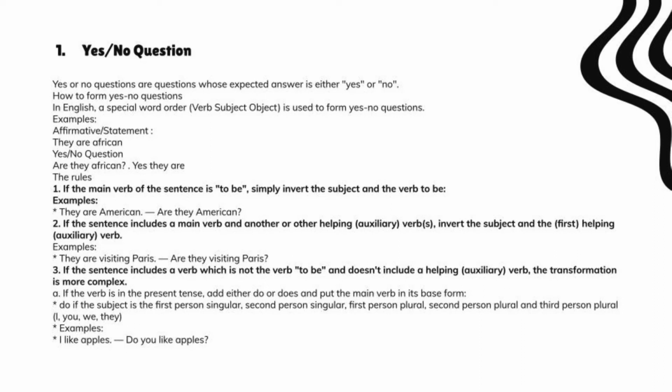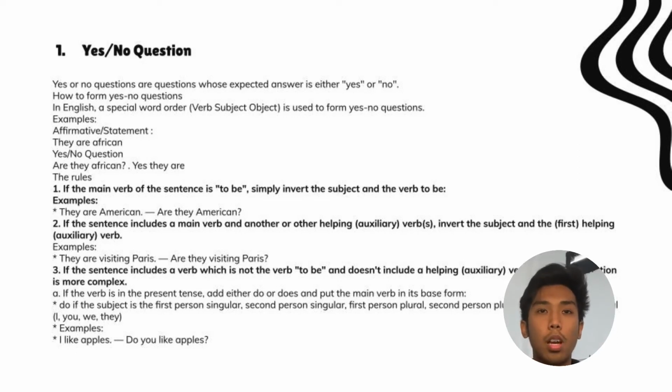And the last rule: if the sentence includes a verb which is not the verb to be and doesn't include a helping auxiliary verb, the transformation is more complex. If the verb is in the present tense, add either do or does and put the main verb in its base form. Do, if the subject is the first person singular, second person singular, first person plural, second person plural, and third person plural: I, you, we, they. Example, I like apples. If we want to make a question, we just add do in the first of the sentence. For example, I like apples, and the question is, do you like apples?